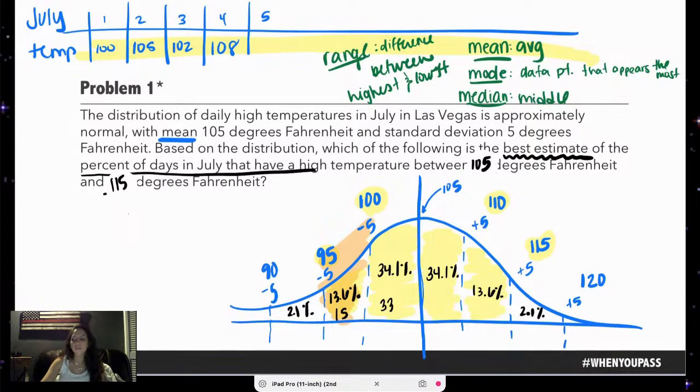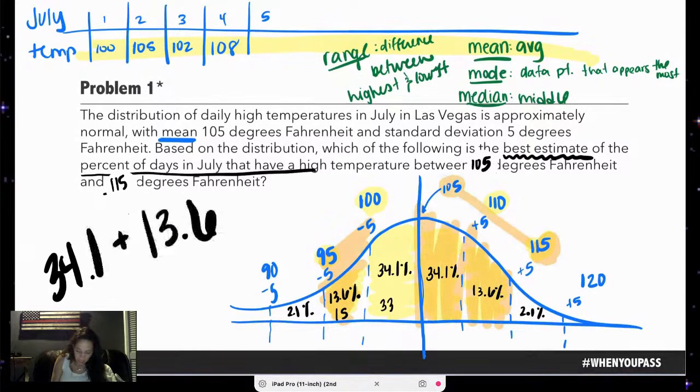You're going to add the percentages together. So if we're going from 105 all the way to 115, I'm going to go from here all the way to there. So I'm going to do 34.1 plus 13.6, and I'm going to get approximately 47.7. Again, they might have 47.8, 47.9, 48%.